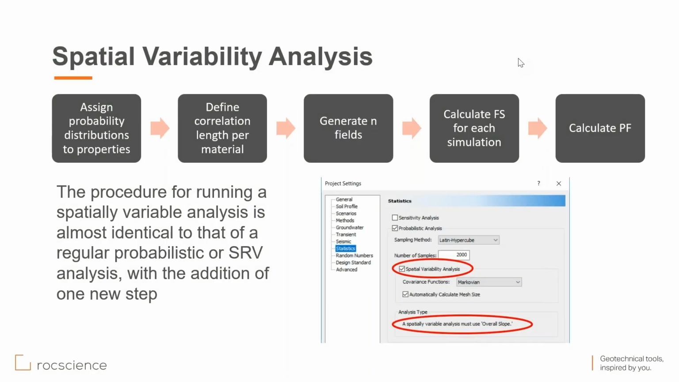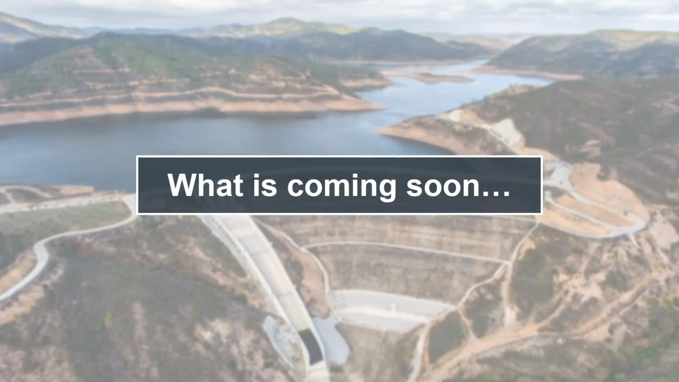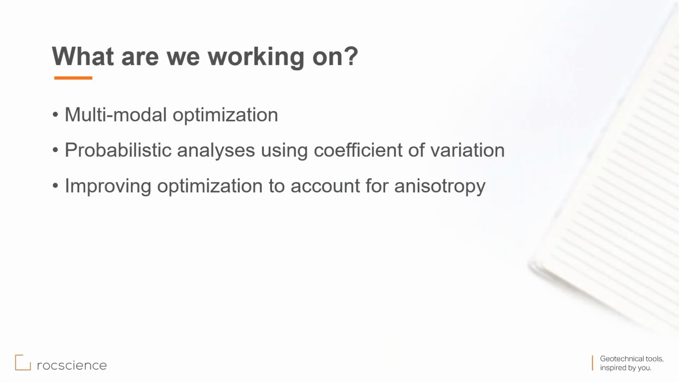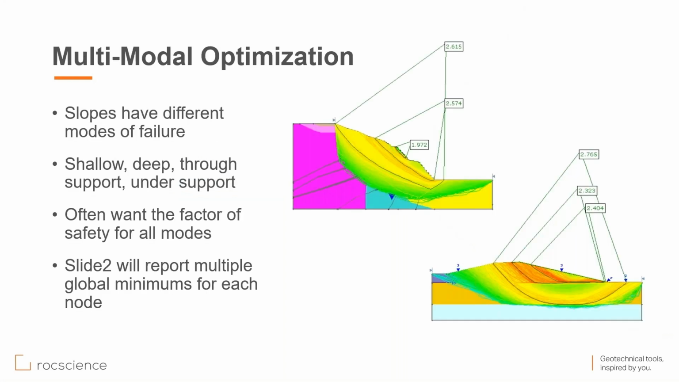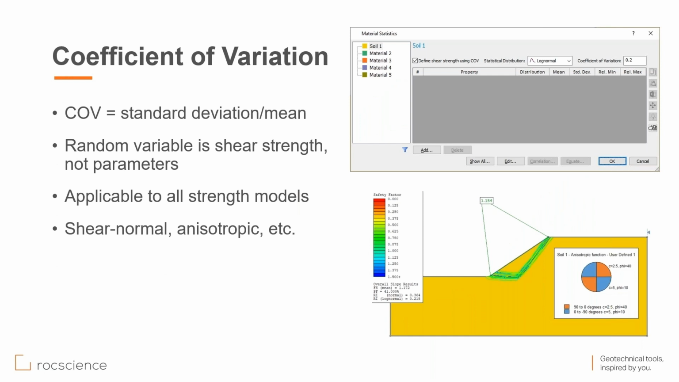Thanks, Ina. So now we're running a little bit behind schedule. I'll just do a quick overview of what's coming soon in the Maintenance Plus release. So these 3 features. The first one is multimodal optimization. This means that multiple failures can be found and all optimized. This is very useful in many cases where you don't want to just look at the single most critical failure.